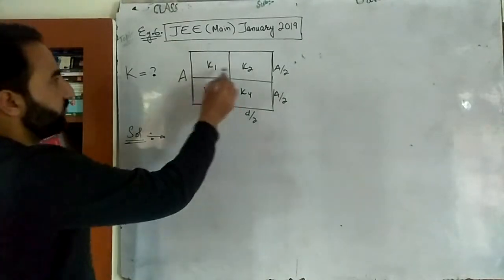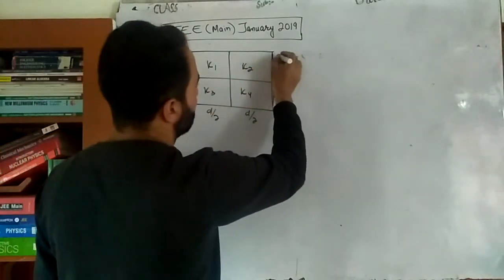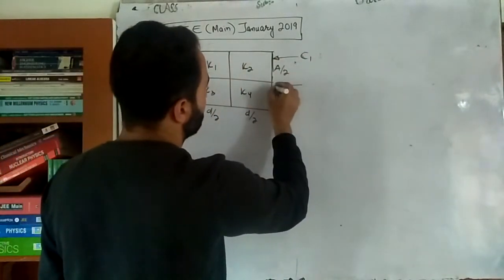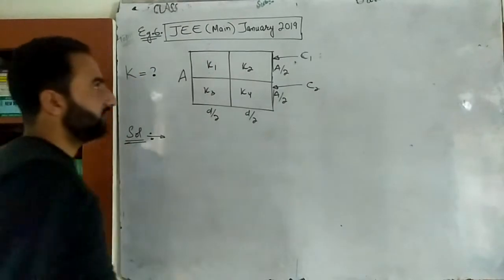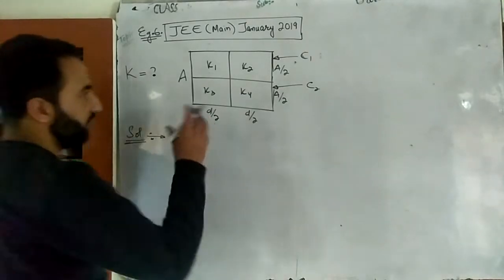Simply, this one is in series, this one is in series, and then the two are in parallel. For example, the capacitance of this is C1 and the capacitance of this is C2. So let's first calculate C1 and C2. Then they are connected in parallel, which means the equivalent capacitance will be C1 plus C2. From there we can find the value of capital K, or the relation between capital K and K1, K2, K3, K4. Okay? So let's try to calculate it.